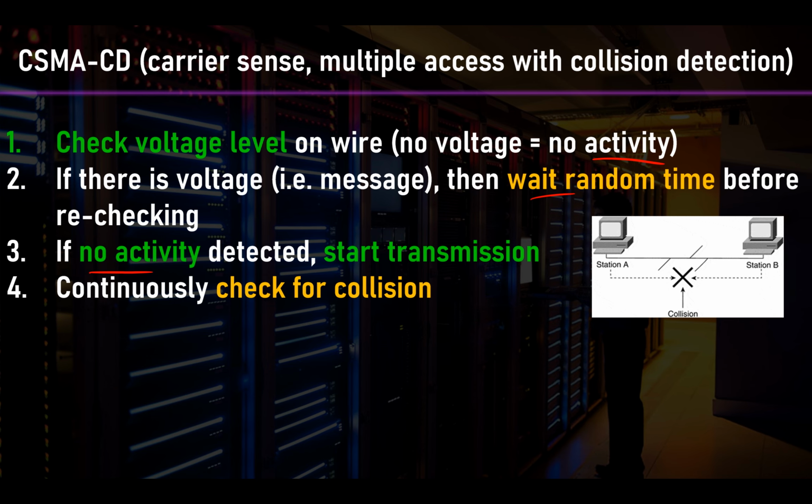However, as we're sending this data, we want to continuously check for collision. Now, in theory, hopefully it shouldn't happen that often, because once we start sending the data, the other devices shouldn't actually start sending data if they've already registered that we're transmitting data, because of course, that's point 2.